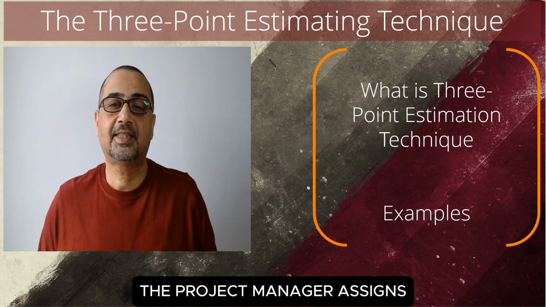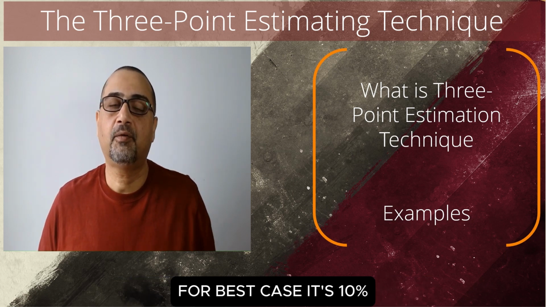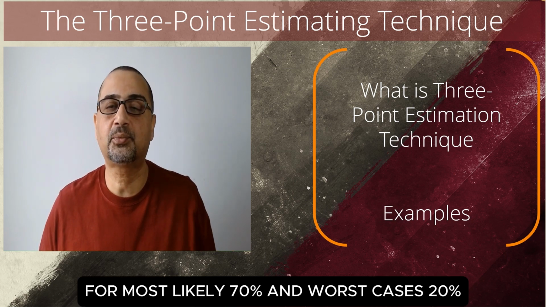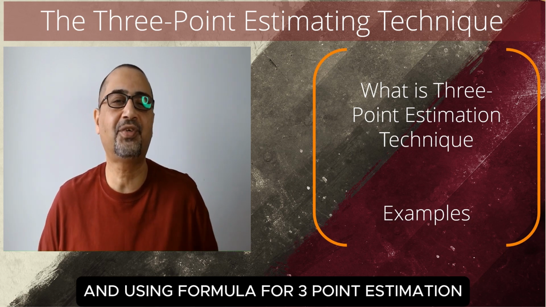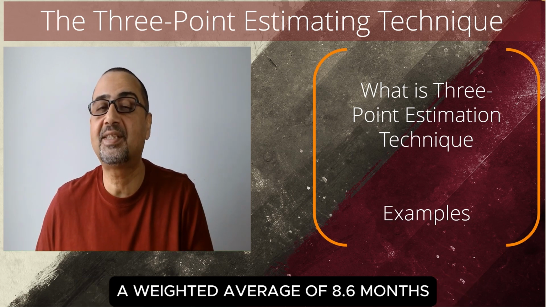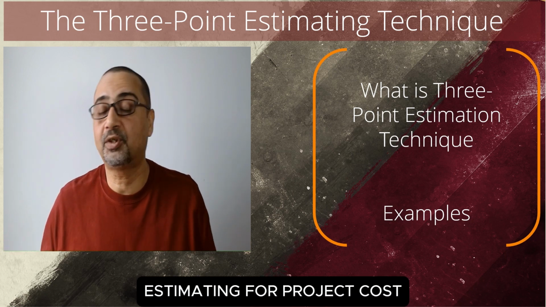The project manager assigns weights to these three scenarios. For best case, it's 10%, for most likely it's 70%, and worst case is 20%. And using the formula for three-point estimation, the project manager calculates a weighted average of 8.6 months for the project duration.